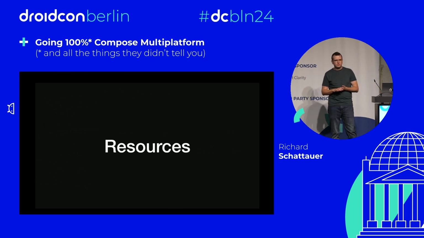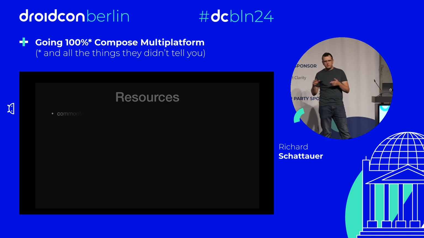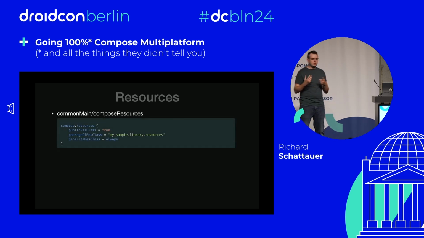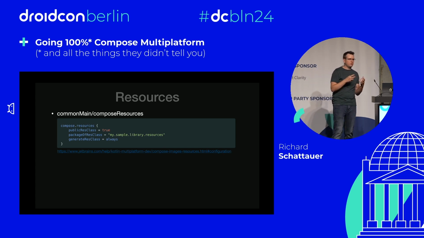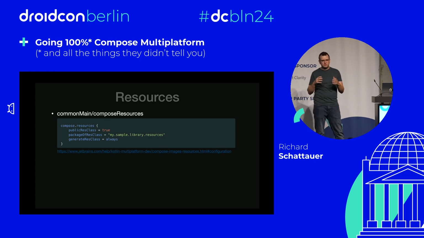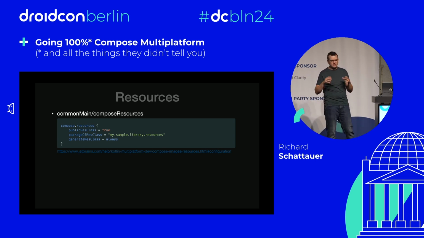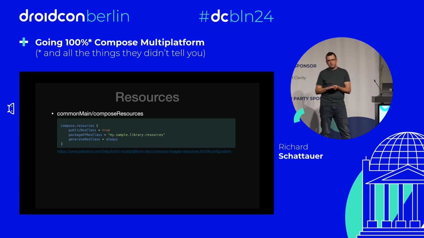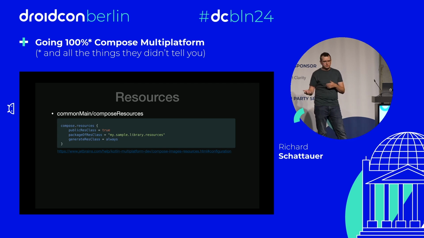Let's talk resources, meaning strings, fonts, images, and so on. There is this thing called Compose resources, which is rather new. You create a composeResources folder within your commonMain folder, and there you can put all your values, your drawables, your strings, stuff like that, and you can configure the Compose resources to have, for example, the generated Res class being public, and you can use it across multiple modules.